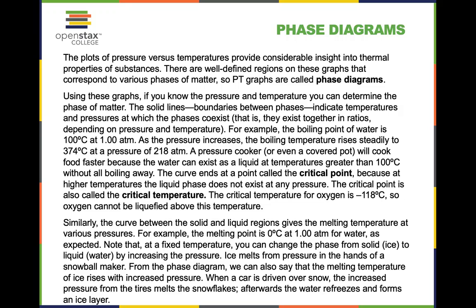From the phase diagram, we can also say that the melting point of ice falls with increased pressure. When a car is driven over snow, the increased pressure from the tires melts the snowflakes. Afterwards, the water refreezes and forms another ice layer.